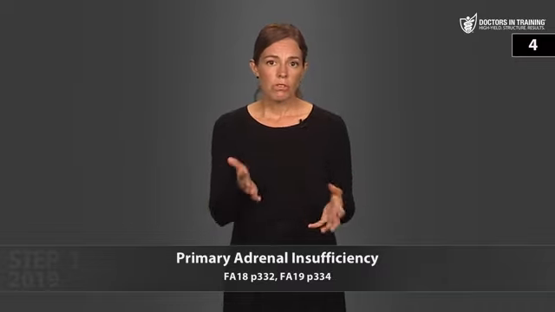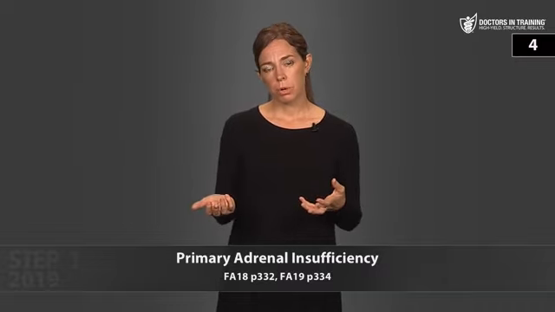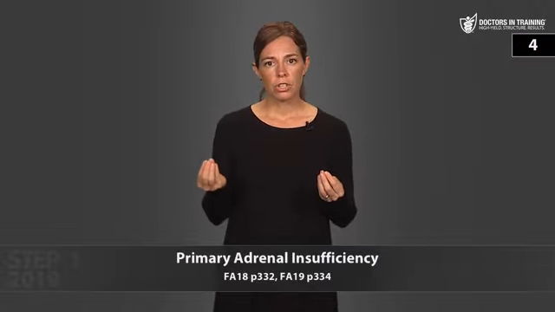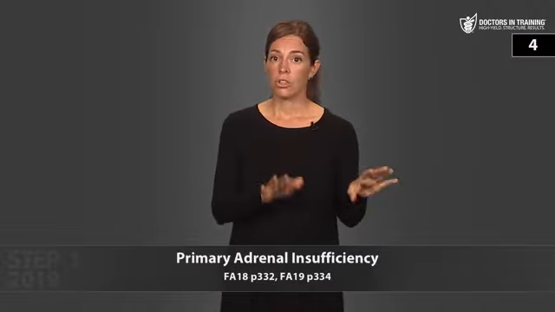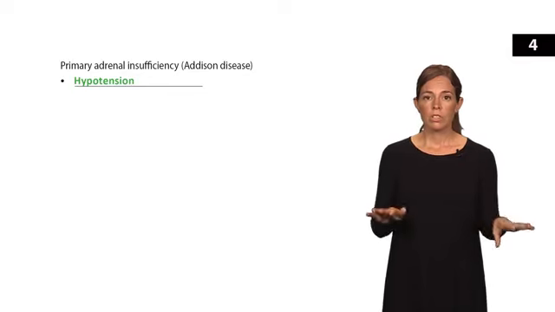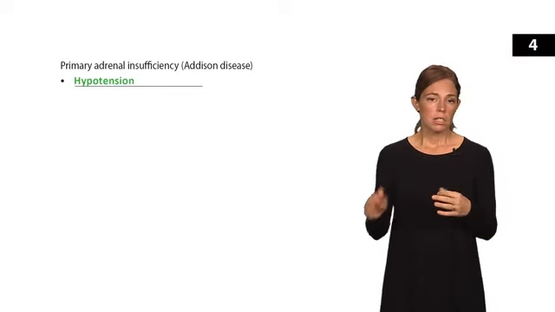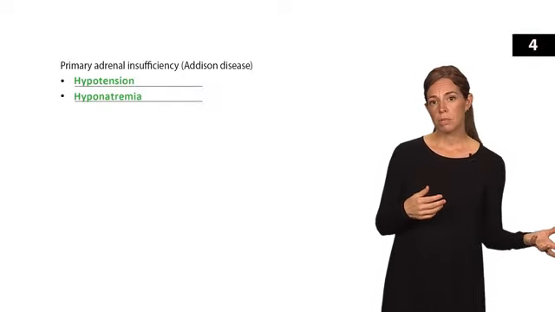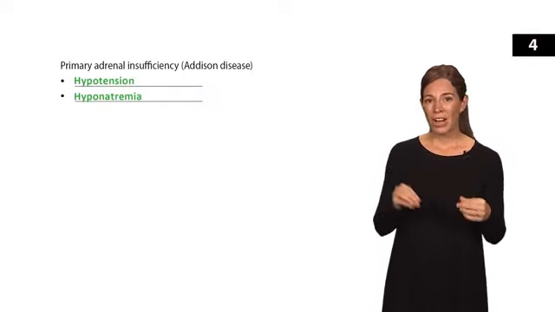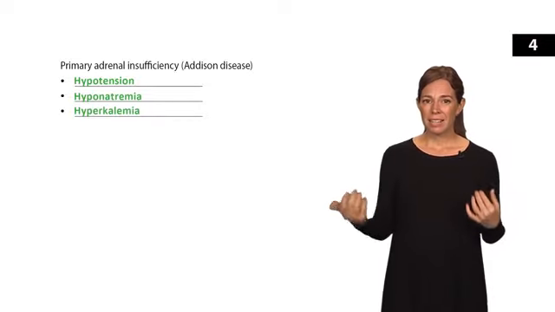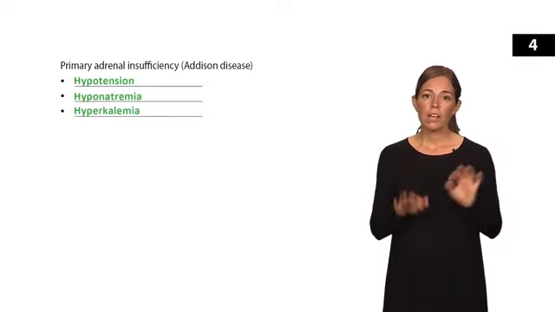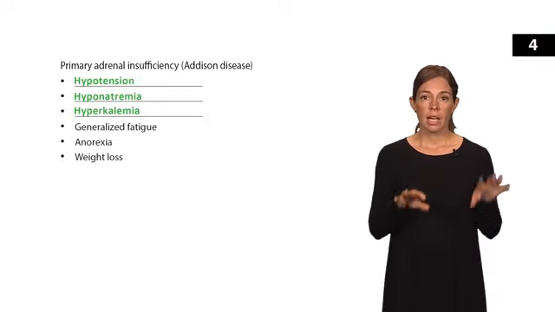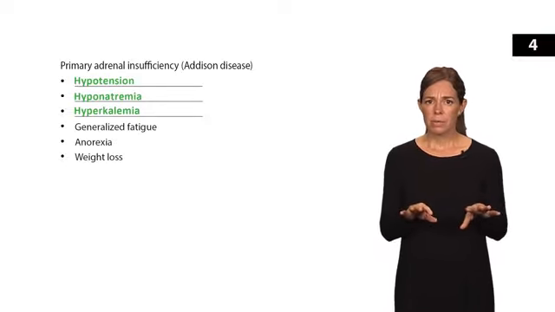Well, we've said that both of these hormones are important for maintaining the blood pressure. So without cortisol upregulating the alpha-1 receptors in the vasculature, and without aldosterone maintaining sodium and water balance, the result is going to be hypotension. Because there isn't aldosterone to stimulate sodium reabsorption, there's going to be hyponatremia. And because potassium is not lost in the urine, there could be hyperkalemia too. And then another big problem these patients have is generalized fatigue, anorexia, and weight loss. This is kind of the opposite of Cushing's syndrome.